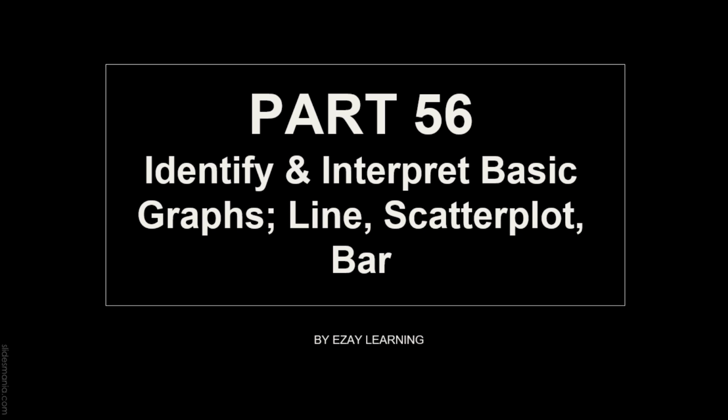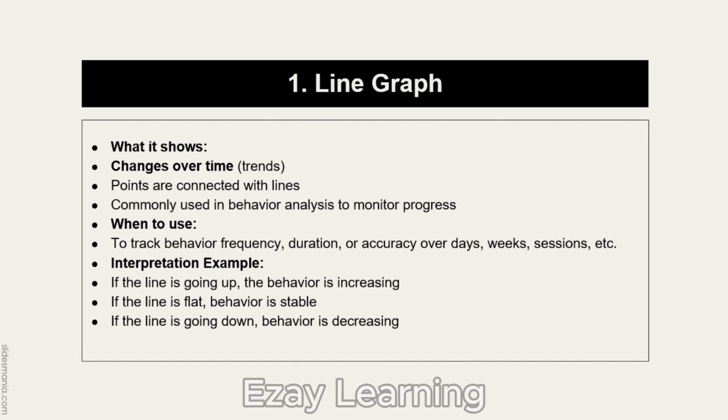So the second last topic from the ABA competency standard is to identify and interpret basic graphs: line, scatterplot and bar graph. In ABA we use different types of graphs in order to show behavior. These are line, scatterplot and bar graph. Starting with the very first, the line graph.